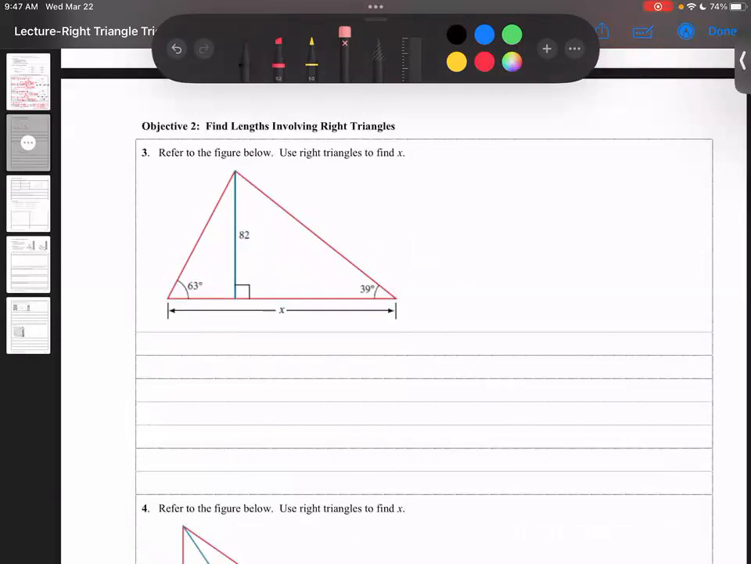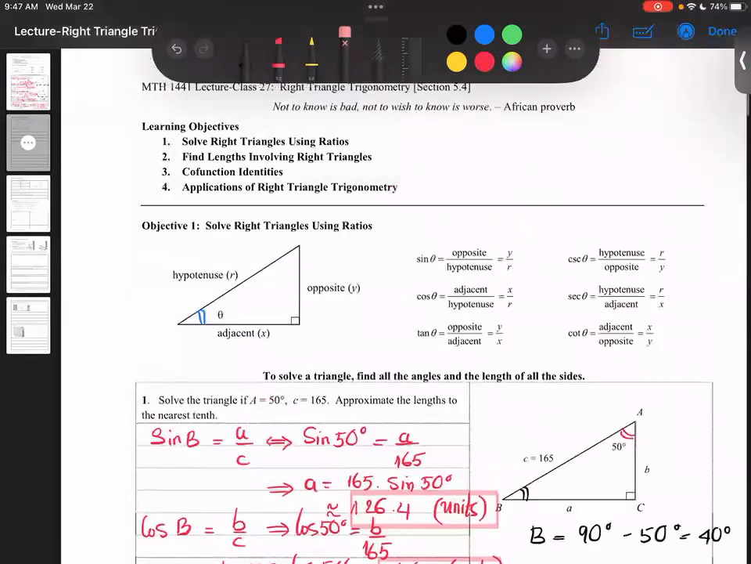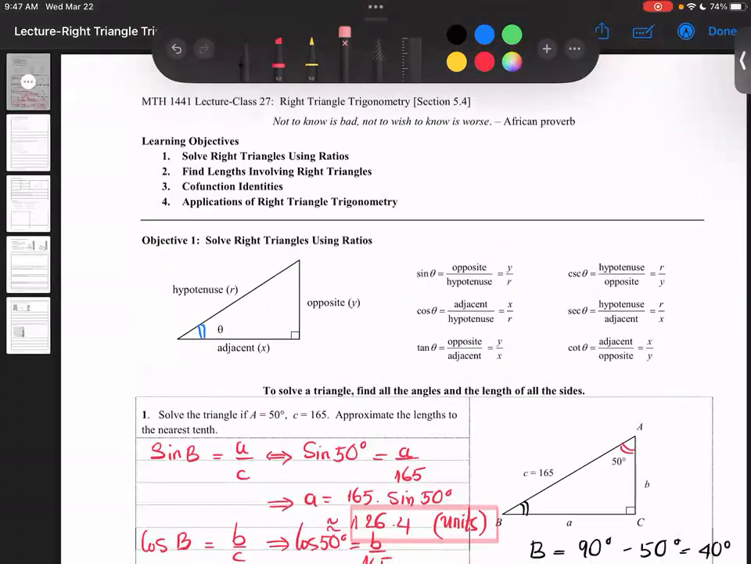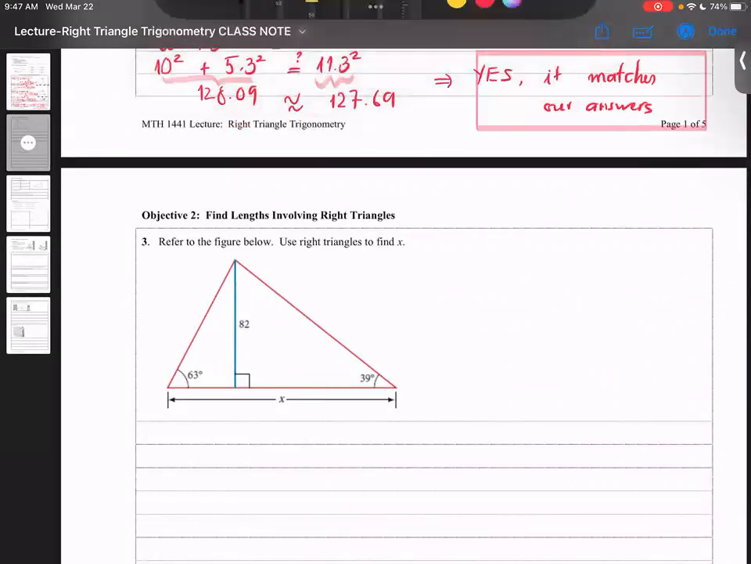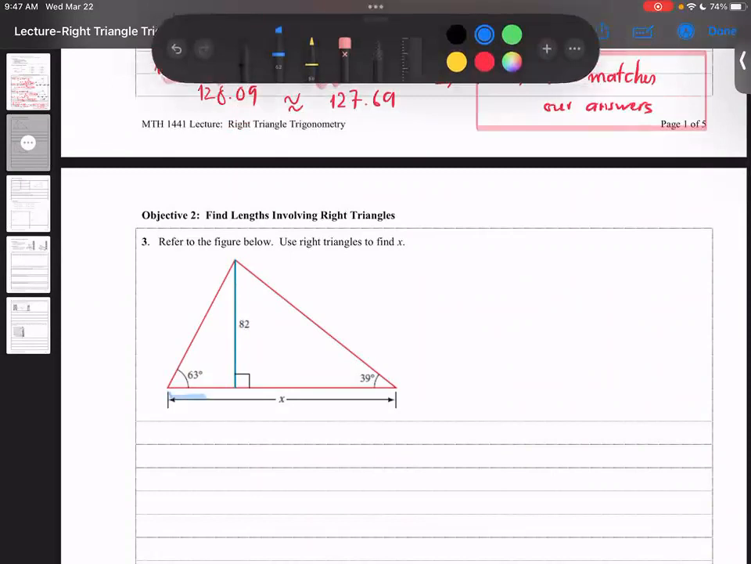But I know that the little ones inside it are right triangles. My goal is to find x. Because the big one is not a right triangle, I cannot use trigonometry or the Pythagorean theorem in that sense. I have to rely on the little ones. So the big x, the long x, is going to equal the two small x's added together.